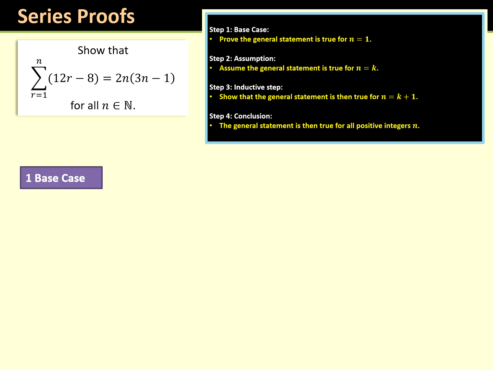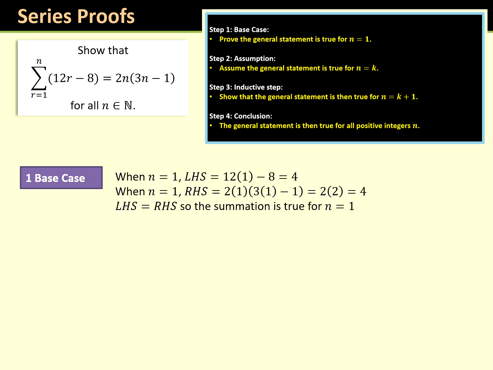So starting with the base case, that's when we show that it's true for n equals 1. If we substitute n equals 1 into the left-hand side, that's the sum of the first 1 term, i.e. the first term. That's when r is 1. 12 times 1 minus 8 is equal to 4. On the right-hand side, when we substitute 1 into that to get the series sum, we have 2 times 1 times 3 times 1 minus 1, which is the same as 2 times 2, which also equals 4. Hence, we've shown that the left-hand side and right-hand side are the same. So the summation is true at least for n equals 1. It's now our job to show it's true for other values.